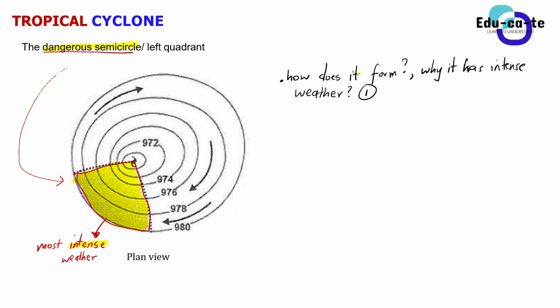Now, my question for the homework was, how does it form? Explain the formation of this dangerous semicircle. And then secondly, why does it have intense weather conditions? Okay, so let's hear from you guys. What did you guys find? So, yes, Sam.